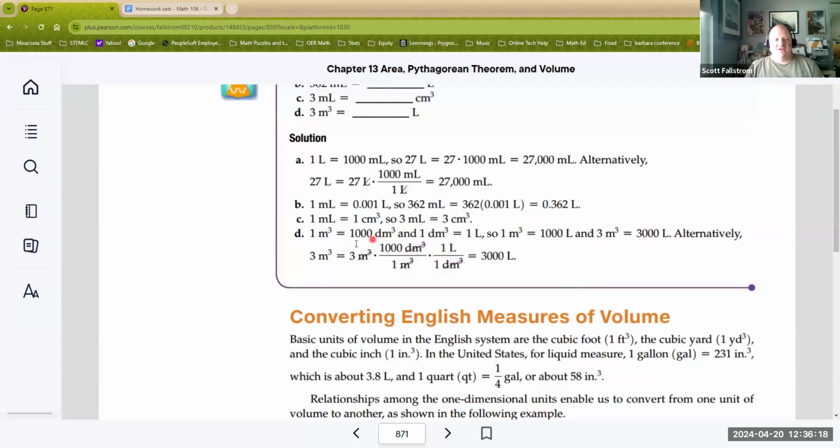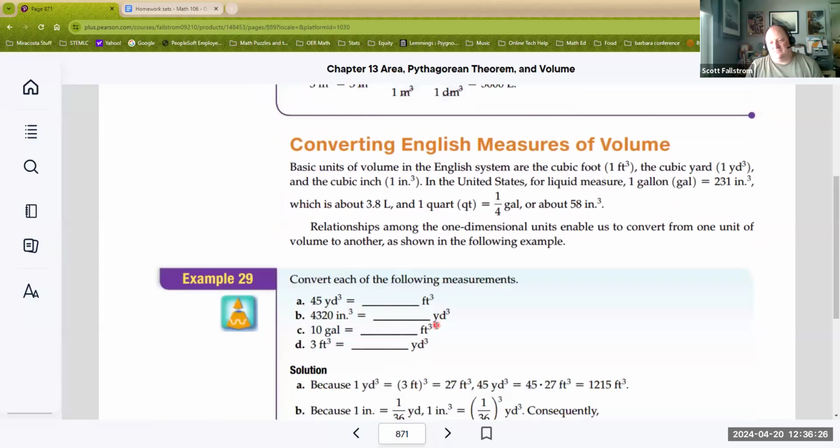They used 1 cubic meter is this many dm and dm to liters. Again, I'm not advocating that you memorize all of the options. Just think of one of them. If we are using the English system, oh my gosh, you're going to think it looks a little bit crazy, but I think once you get used to it, you'll be okay.